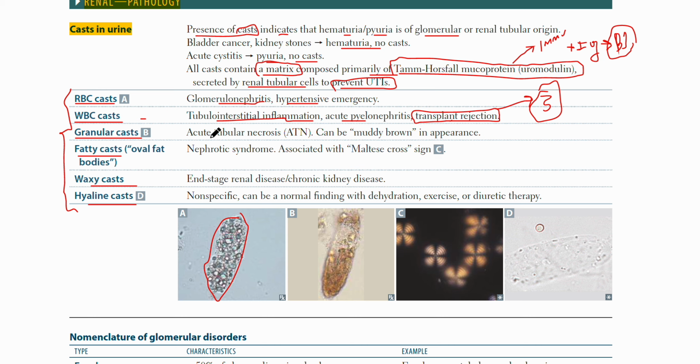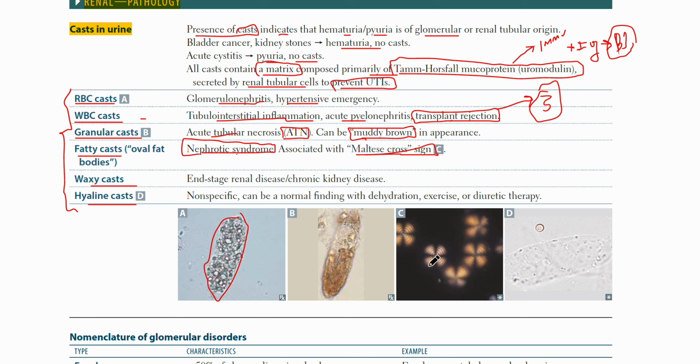Granular casts are seen in acute tubular necrosis, and can have a muddy brown appearance. You can remember it like this: muddy brown appearance is seen in acute tubular necrosis. Fatty casts or oval fat bodies are usually seen in nephrotic syndrome, and we will talk about why in the upcoming part. It is associated with the Maltese cross sign.